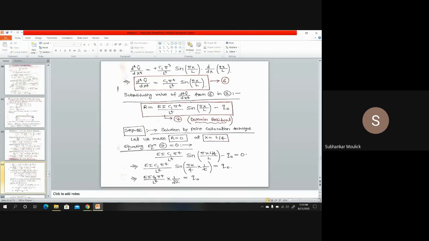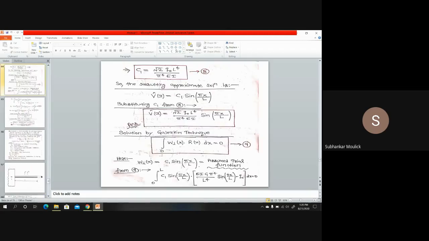So the resulting equation becomes E into I C1 pi to the power 4 divided by L to the power 4 into sine of pi by 4, which is 1 by root 2, and q naught I am taking to the right hand side, equal to q naught. Now from this expression I can find the unknown coefficient. Just cross multiply and you will get C1 equal to root 2 into q naught L to the power 4 divided by pi to the power 4 into EI, equation number 8.